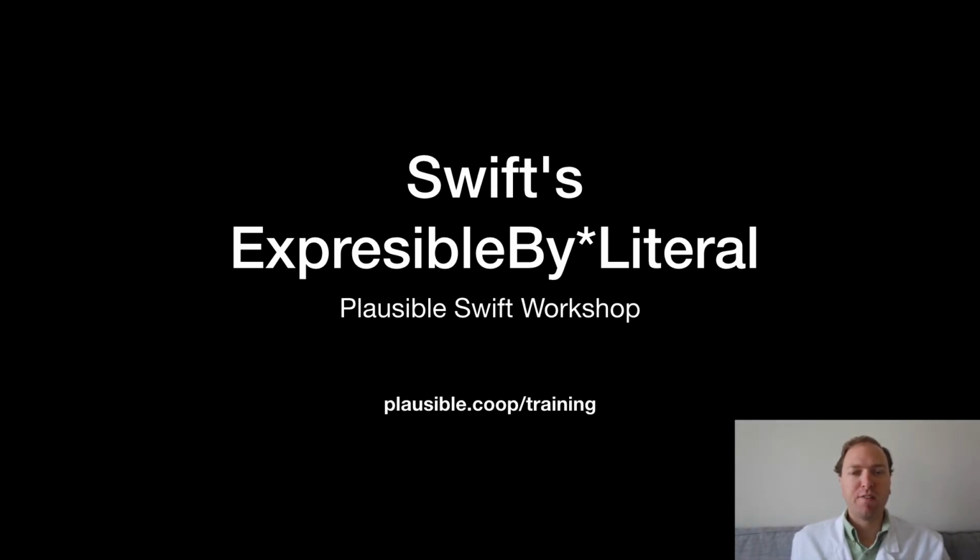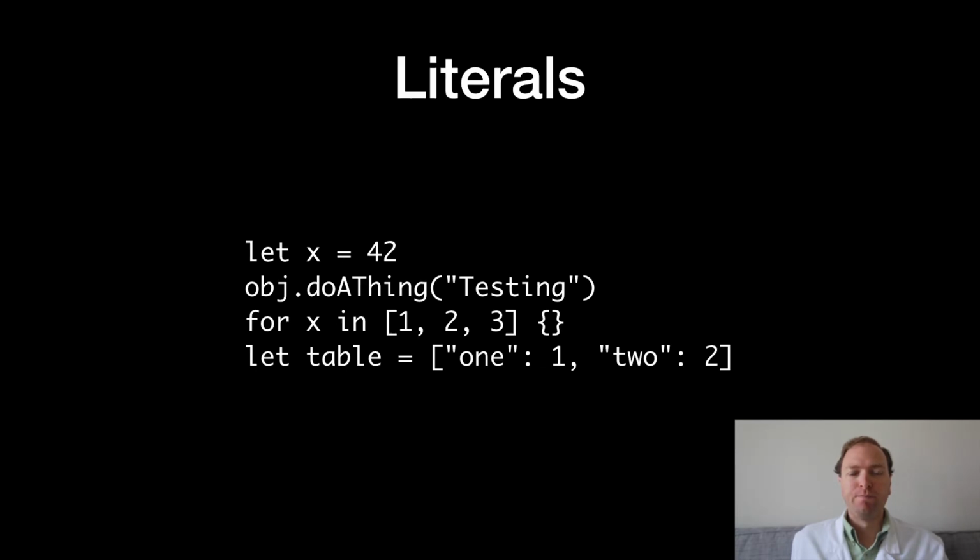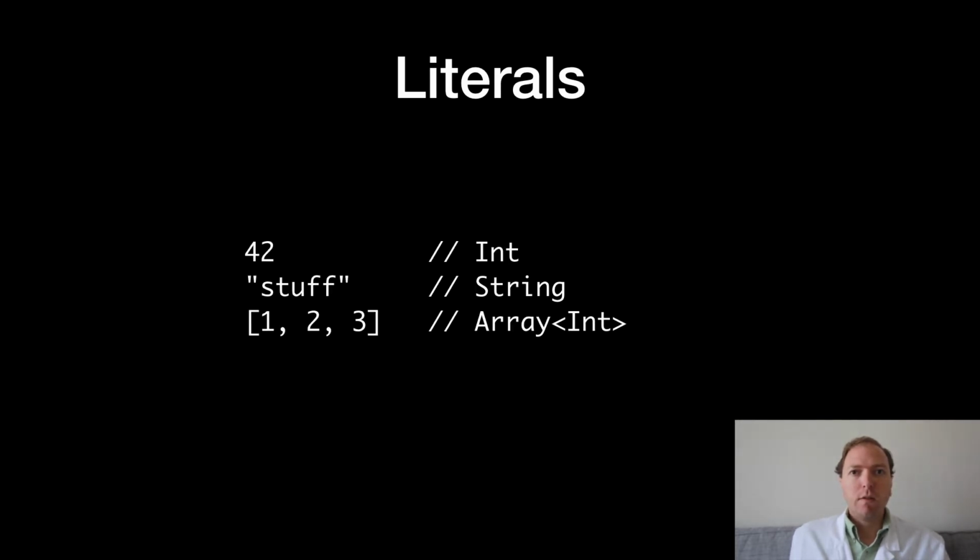Let's talk about Swift's ExpressibleBy literal protocols. Literals are expressions in your source code where the value is written directly as part of the code. When you type a number into your code, that's a numeric literal. When you type a double-quoted string, that's a string literal. The language knows about the standard literal types. When you write an integer literal, you get an int. Strings are strings, arrays are arrays.